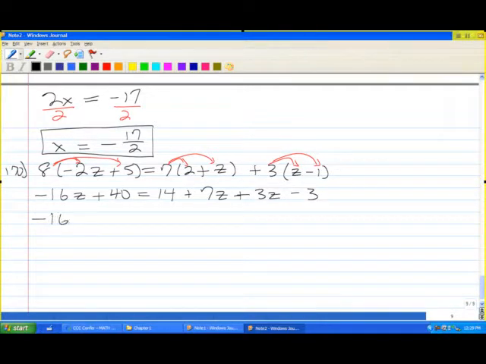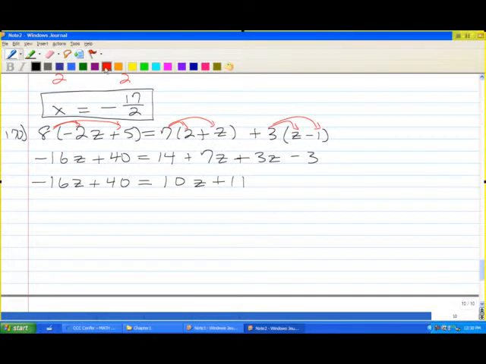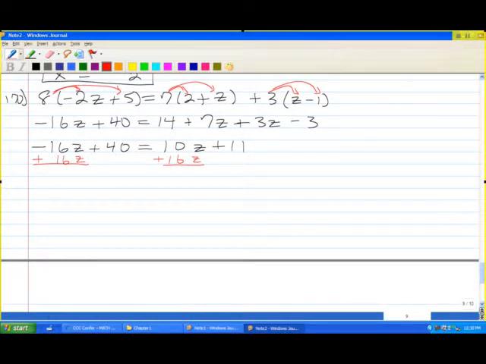So we have negative 16z plus 40 equals 7z plus 3z is 10z. 14 minus 3 is 11. Let me add 16z to both sides of my equation in order to isolate z on one side of my equation. So I get 40 is equal to 26z plus 11. Let me subtract 11 from both sides of my equation.